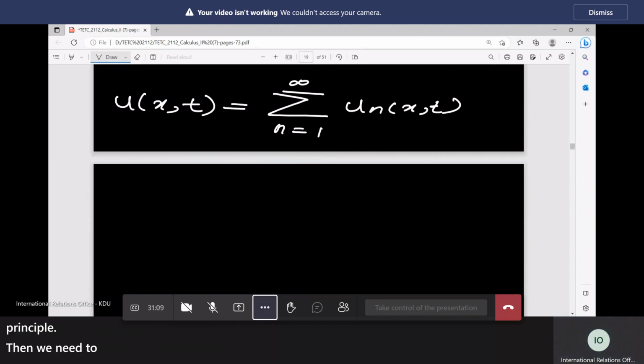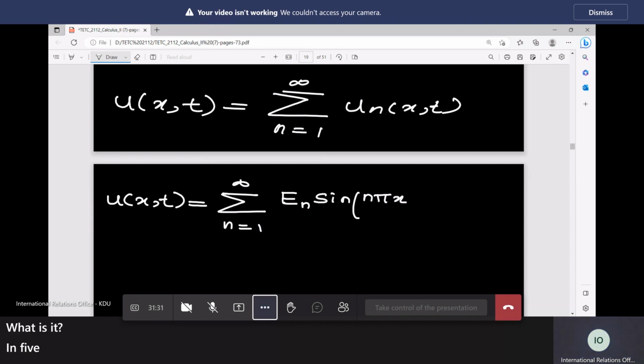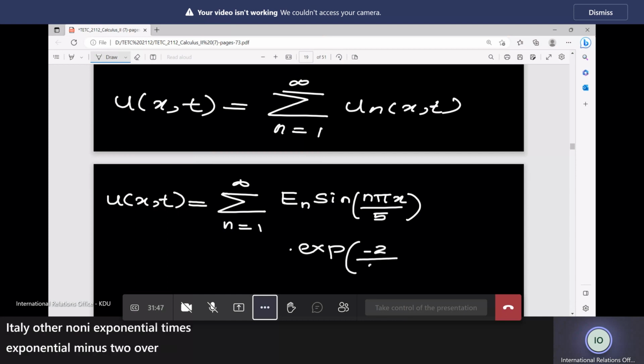Then we write u of x, t equals the summation of n equals 1 to infinity of En times sin n phi x over 5 times exponential minus 2 over 25 n squared phi squared t. I wrote this below, but it should be written as a product.